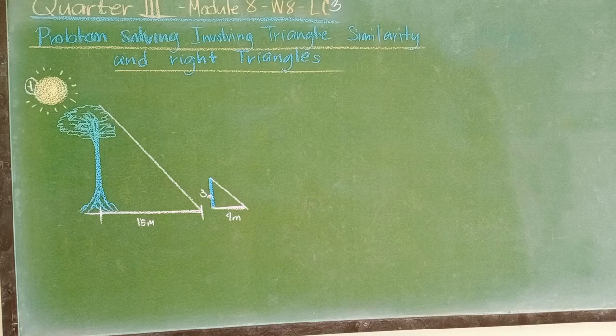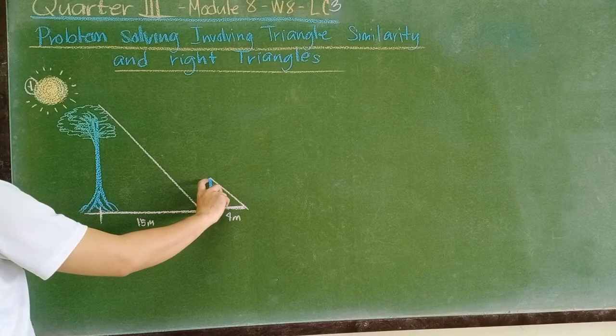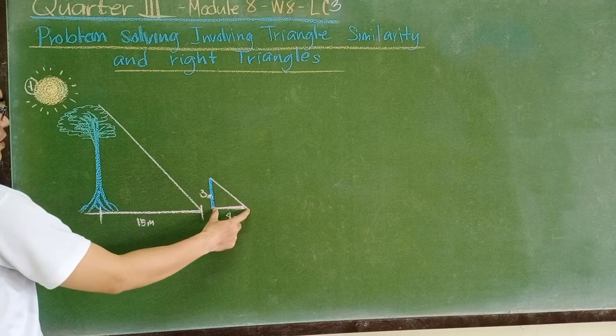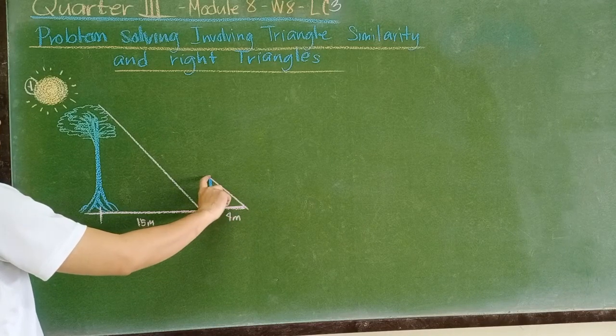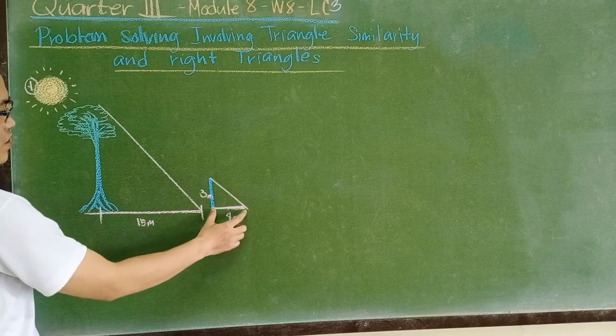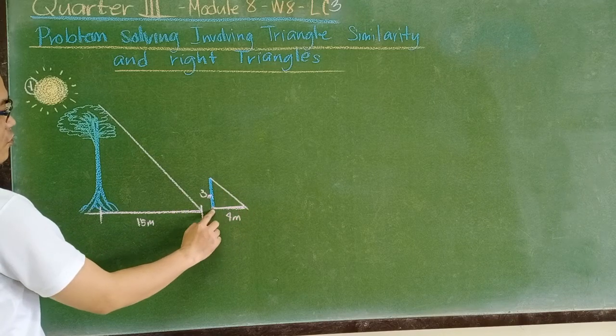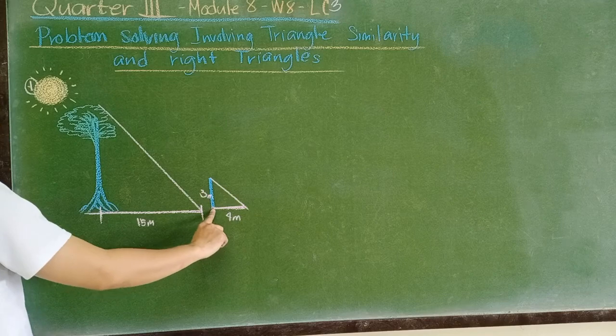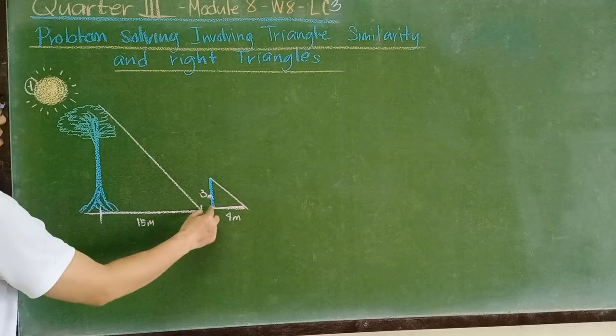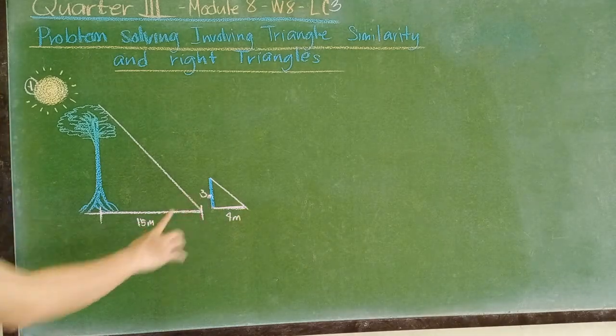So we'll start with example number 1, which is a pole 3 meters tall with a shadow of 4 meters long. So our pole will be this one, and then it cast a shadow of 4 meters. The pole is 3 meters high, and the shadow it formed is 4 meters long from the base of our pole. So from here to there is 4 meters, and the height of our pole is 3 meters.